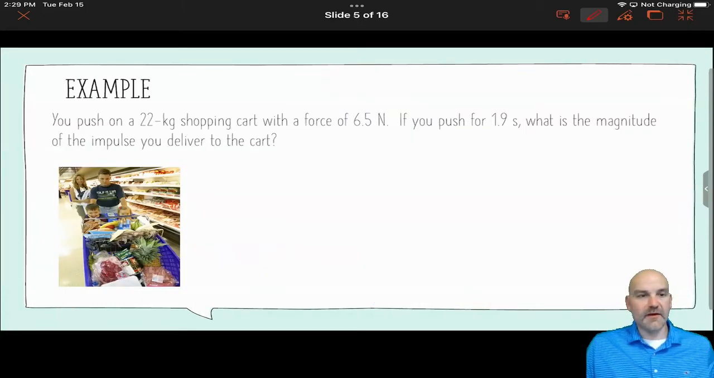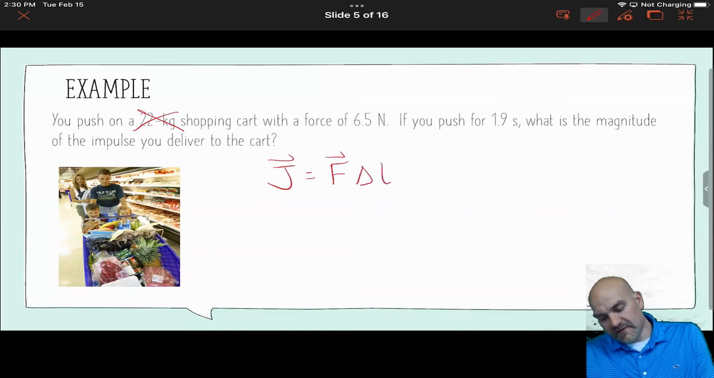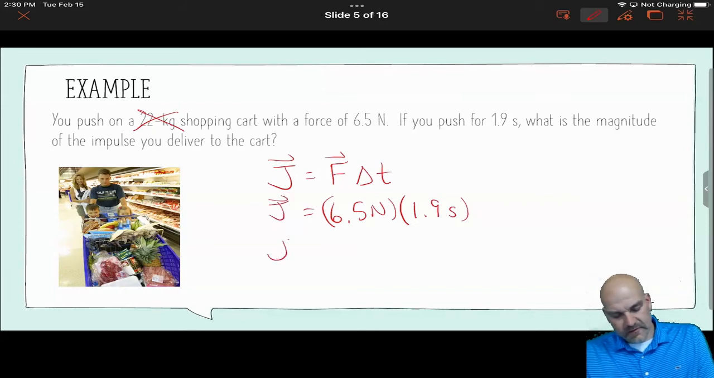All right, so let's look at an example problem. This is a very simple example problem. You push on a 22 kilogram cart with a force of 6.5 newtons. If you push for 1.9 seconds, what is the magnitude of the impulse you deliver to the cart? They provide extra information. You don't need the mass because impulse is J equals F delta t. So all we have to do is multiply the force we're pushing with by the time we're doing it in. The impulse we give to the cart is 12.4 newton seconds.